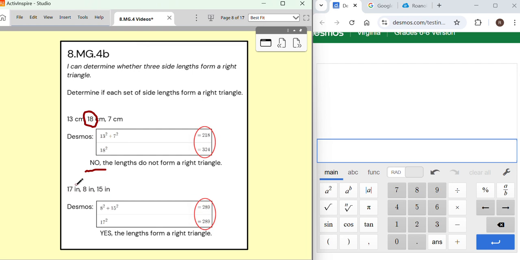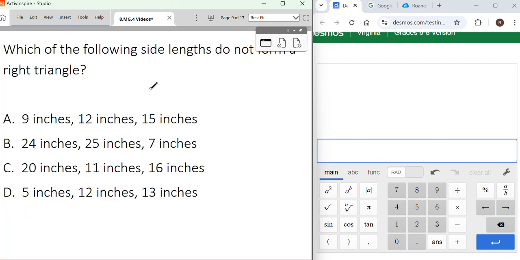Now in this instance, 17 is the longest, so it will be by itself because if it works, that's your hypotenuse. So 8 squared plus 15 squared is 289, and 17 squared is also 289. So this is definitely, or these three lengths would definitely form a right triangle.